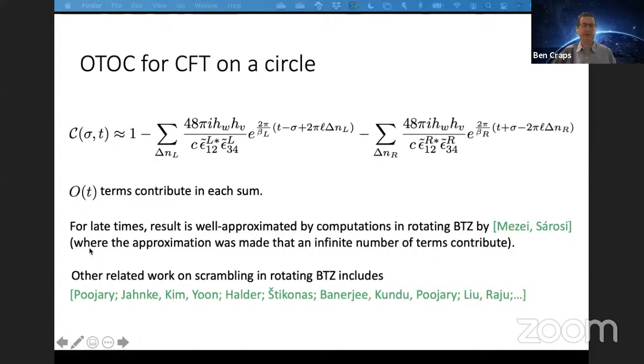In the bulk computations, the implicit approximation was made that an infinite number of terms contribute. And that's because the shockwave profiles are much easier to compute if you put them at the horizon as opposed to away from the horizon.